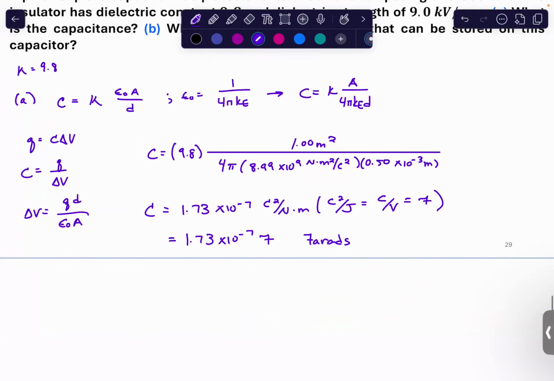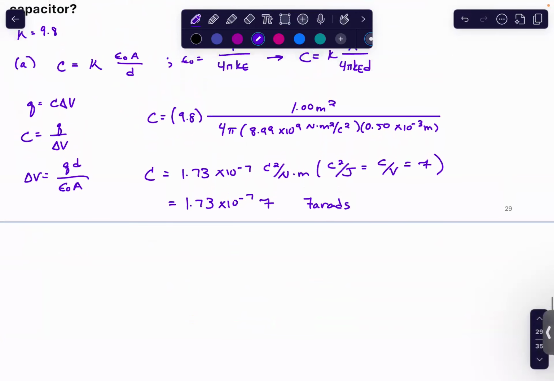What is the maximum charge that can be stored on the capacitor? Well, so what we have is Q equals C delta V. Well, what does delta V equal? Well, that's true. Let's try a different one that actually allows us to use our strength, the dielectric strength, E_D.